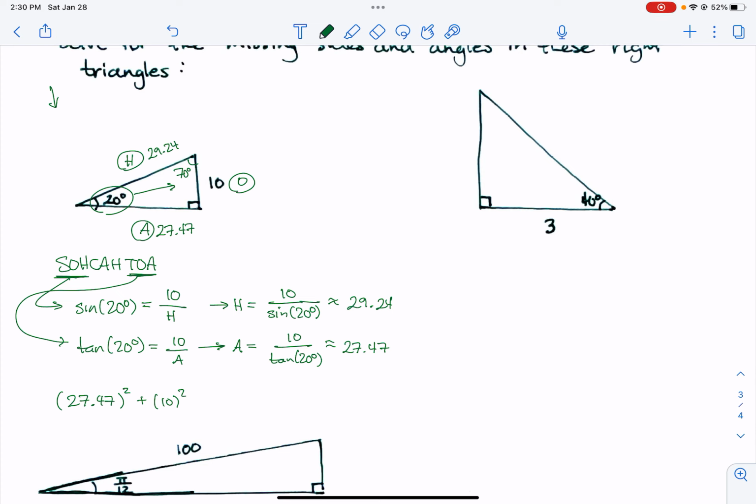Squared plus 10 squared. So that gives me an answer of 854.6, right? If I take the square root of that, I get an answer of 29.23, which is very, very close to the hypotenuse over there. So I probably didn't make any mistakes here, is the point. I was just checking my work to make sure it makes sense.